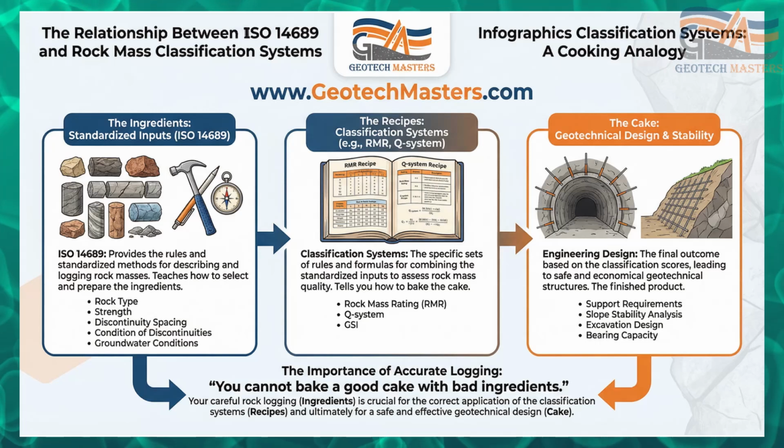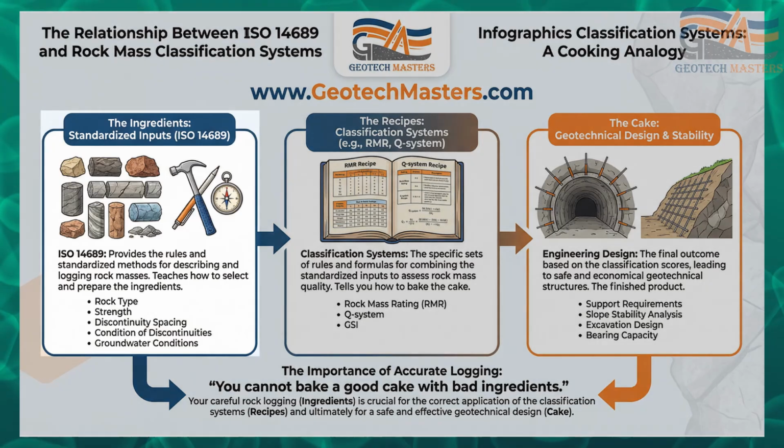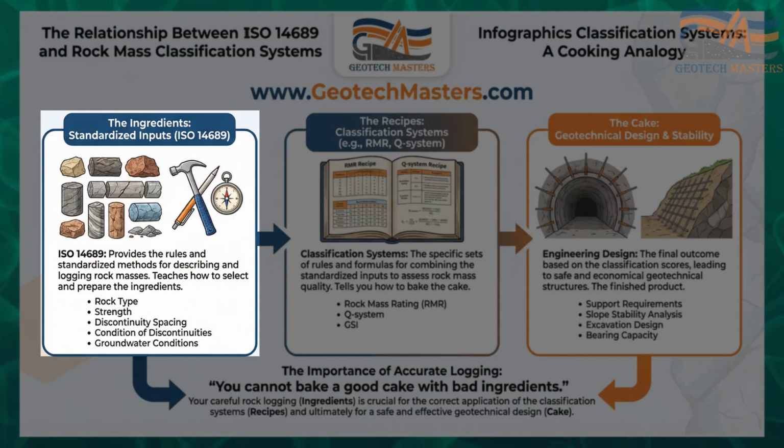Let's look at what the standard says. It acknowledges that there are many rock mass classification systems used for engineering design. It states that the state of the rock mass should be determined using one of these schemes whenever appropriate. However, ISO 14689 itself does not define the rules for RMR or Q. Instead, ISO 14689 provides the standardized inputs.